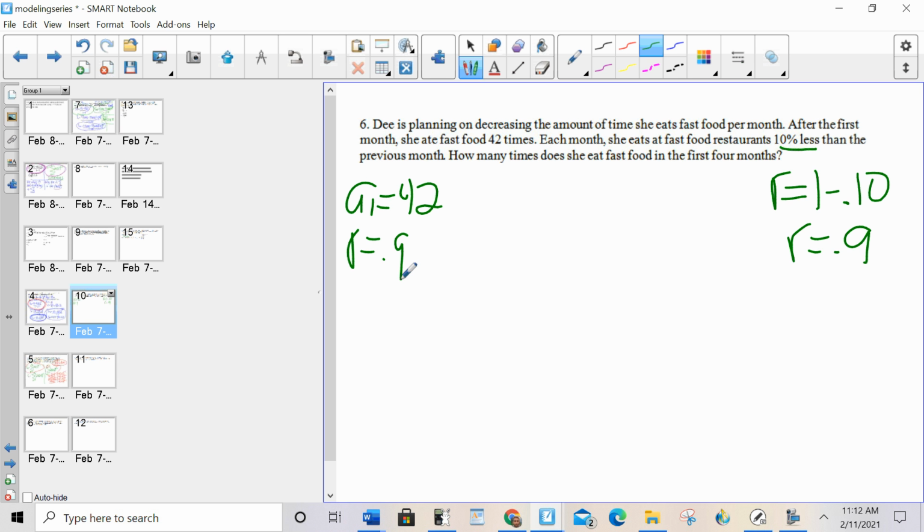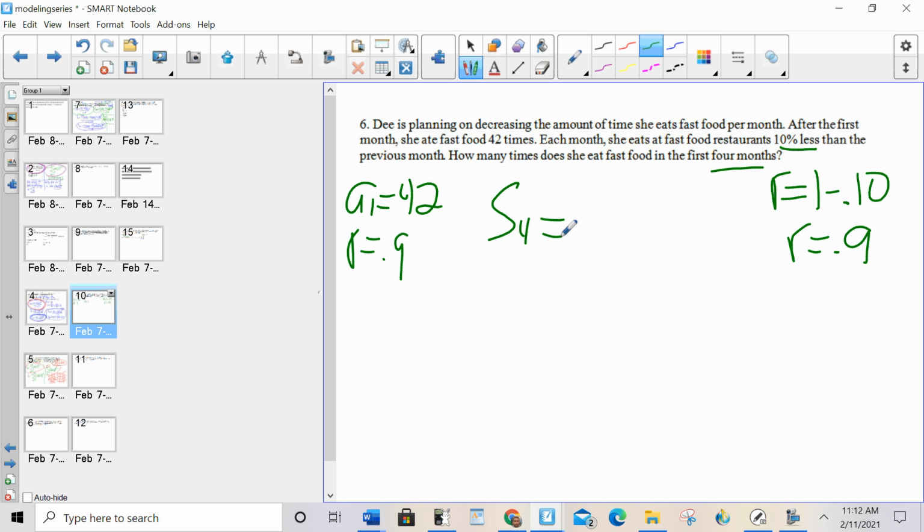How many times does she eat fast food in the first 4 months? So it's not asking how much does she eat fast food during the 4th month. It's asking how many times did she eat in the first 4 months. So that's the first month, plus the second month, plus the third month, plus the 4th month. That's why it's going to be S4.